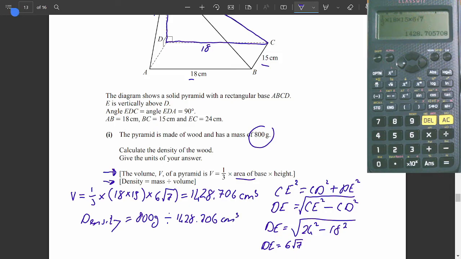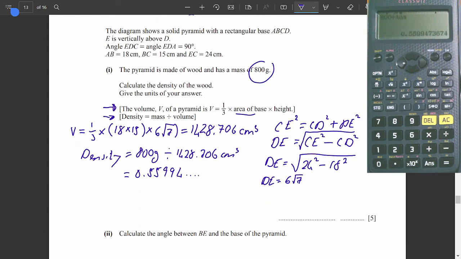Centimeters cubed. Okay, so on my calculator, I'm going to do 800 divided, and I'm going to insert my previous answer by pressing answer. It'll give me the most accurate answer, and that is 0.5599, etc. Okay, rounded to 3 significant figures, of course, we need to cut it off there. So what comes after 59 is 60. So it's 0.560.